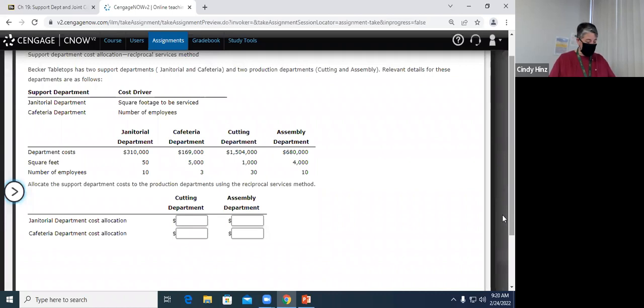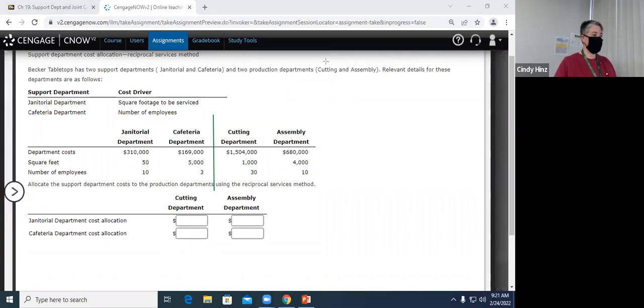So I think to lead into this exercise, I will just remind you, so the direct method would look like this. We have 2 support departments. Let me get my annotate function up here. And I'm going to divide these. So we have 2 support departments, janitorial and cafeteria. We have 2 production departments, cutting and assembly.